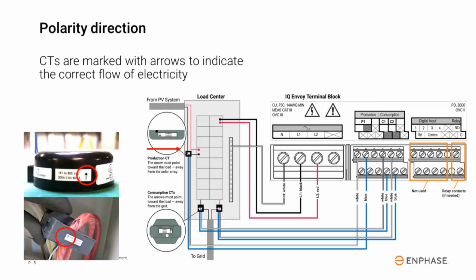If you have more than one PV branch circuit, you will want to pass all of the L1 conductors from each branch circuit through the middle of the production CT. The production CT has a total ampacity of 200 amps.